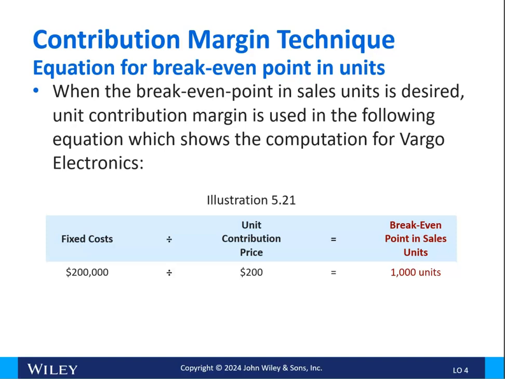So if we're trying to figure out the break-even point in units, we use the unit contribution margin. So we take our total fixed costs divided by our unit contribution margin of $200. $1,000 is our break-even point in sales units.